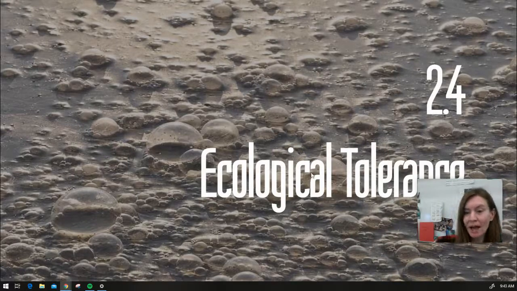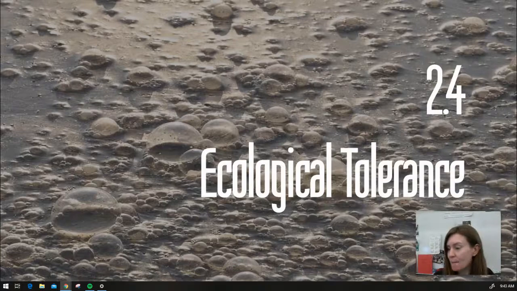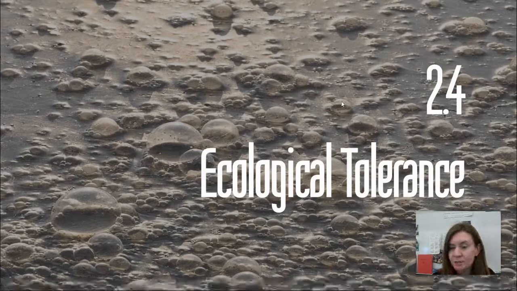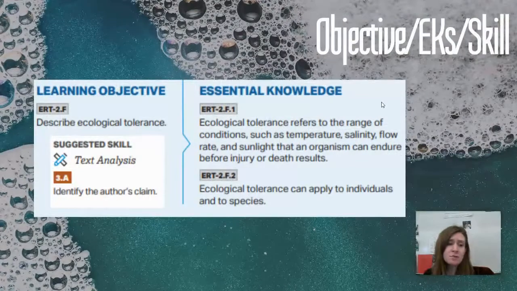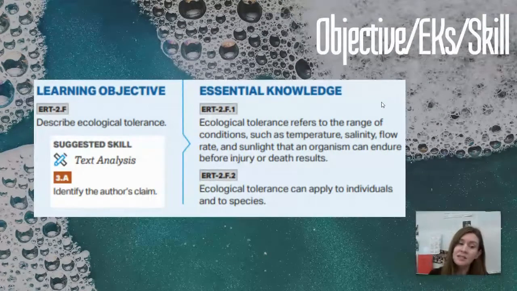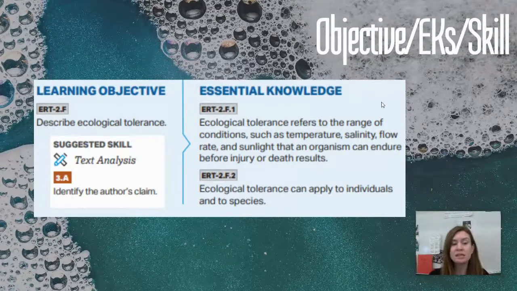Hope you're doing well. Today we're going to be talking about ecological tolerance. The learning objective for today is to describe ecological tolerance, and at the end we're going to work on the skill of identifying the author's claim.